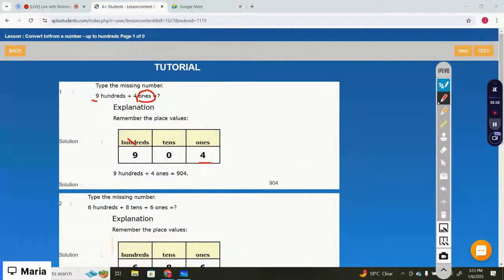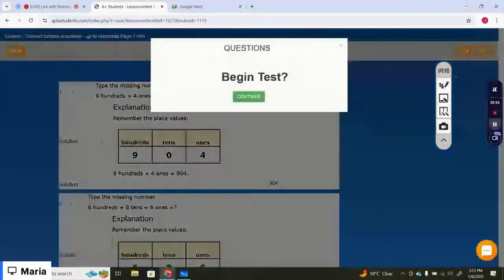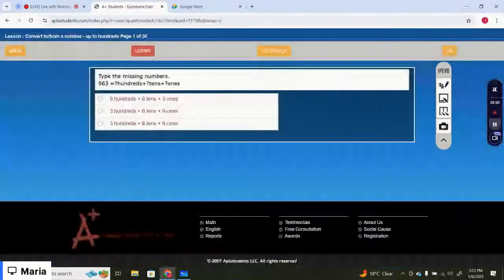Okay, so let's just start with the test questions. Type the missing numbers 963. So which option is the correct option? 1, 2, and 3.